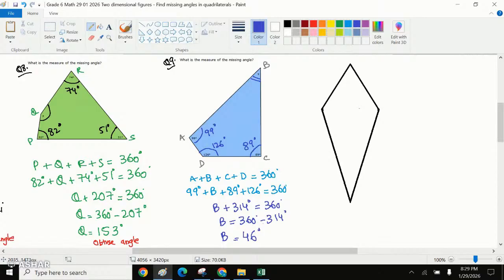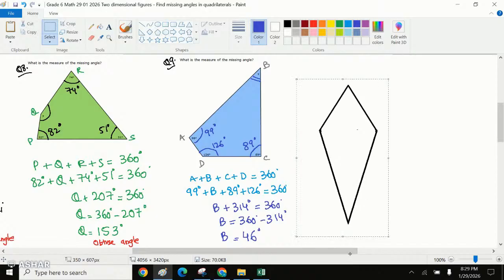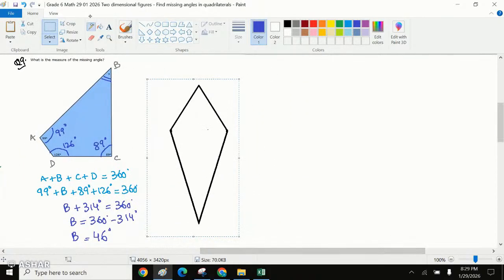For question number 10, let's make another quadrilateral. I'll explain this quadrilateral first. When we did the two-dimensional figures, I already explained this earlier. This is called a kite. The name of this quadrilateral is a kite. In a kite, what you need to remember is this length and this length are equal. And this length would be equal to this length. Now I will tell you which angles would be equal.